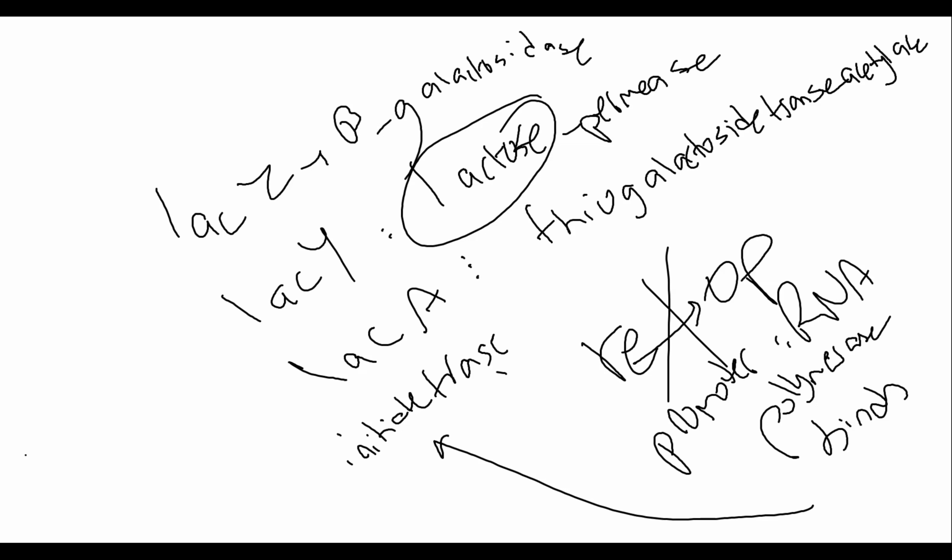LacZ will open, beta-galactosidase will be there to start to break down all the stored lactose into glucose and galactose. And then lacY will produce more lactose transport by lactose permease, and lacA will be taking out everything which is waste products or byproducts outside this operon.